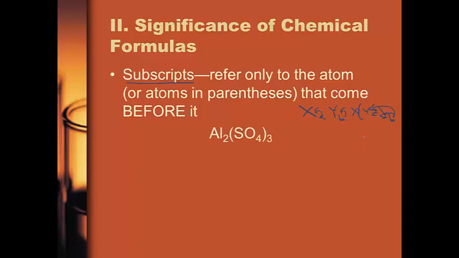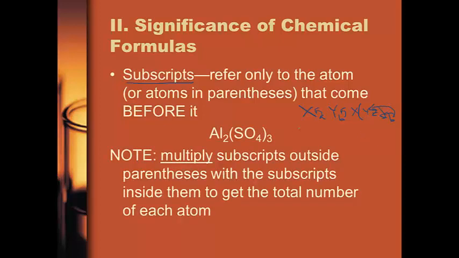So Al2(SO4)3. What's there? The 2 applies only to the Al. The 3 applies to the S. The 4 applies only to the O, but so does the 3. It also applies to that too. So multiply subscripts. If you have subscripts inside the parentheses and outside, you multiply them together. So what's here? Al should have 2, S should have 3, and the number of O's in this formula is going to be 12, 3 times 4.